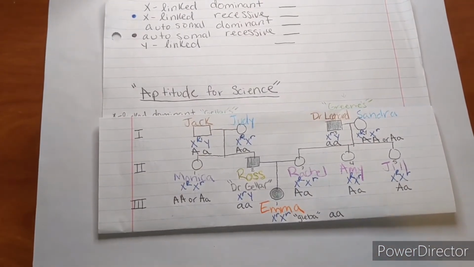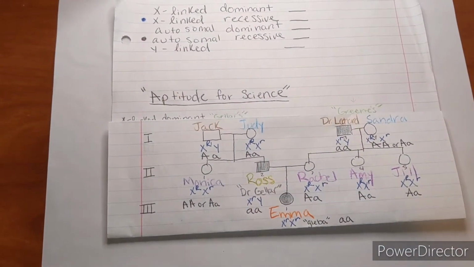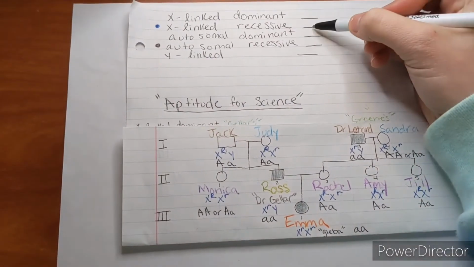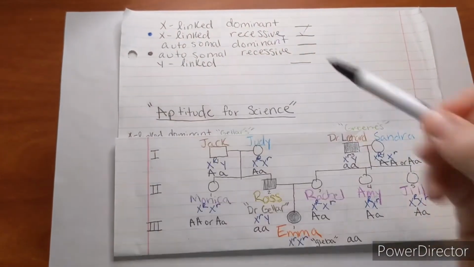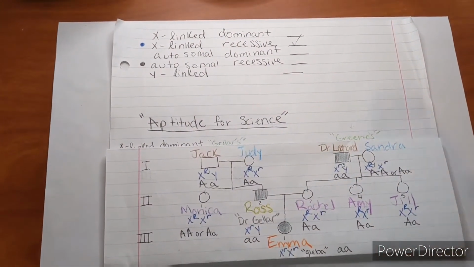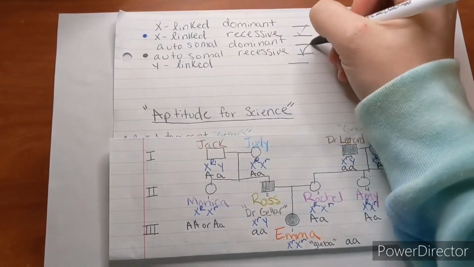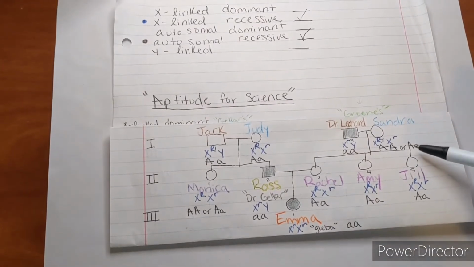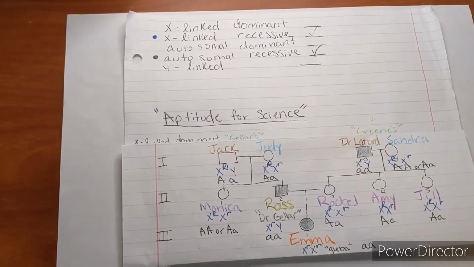So, we need to see what modes of inheritance, as shown up here, are consistent in this pedigree. First, we see X-linked recessive. X-linked recessive is shown in blue pen. In addition, autosomal recessive is also consistent with this pedigree, shown in black. Now, let's test the three modes we have left.